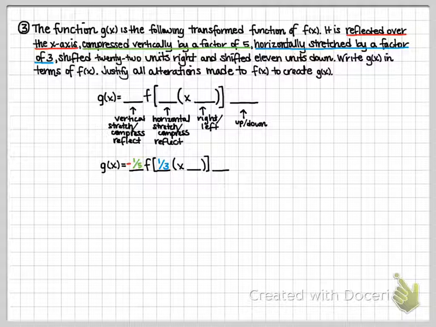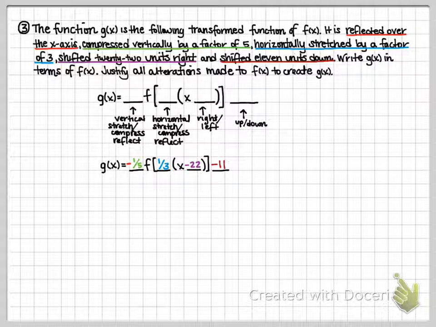Okay. I'm going to be shifted 22 units right. Okay, that affects the x, 22. But if I want to go right, I need to subtract because it's got to be the opposite. And then the last one, we're going to be shifted 11 units down. All right, so that's outside, 11 units, and you do exactly what you see, so down. So now I have my function.